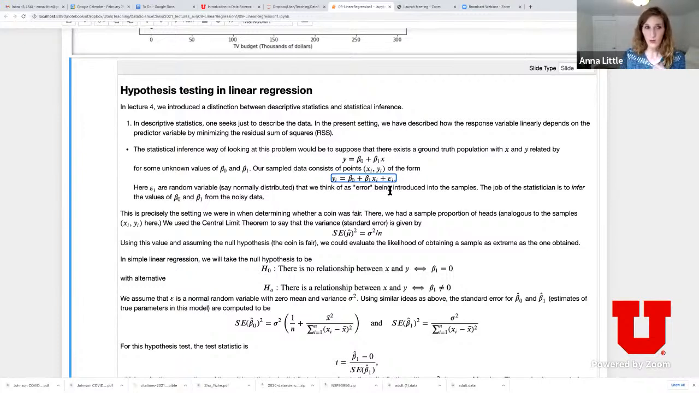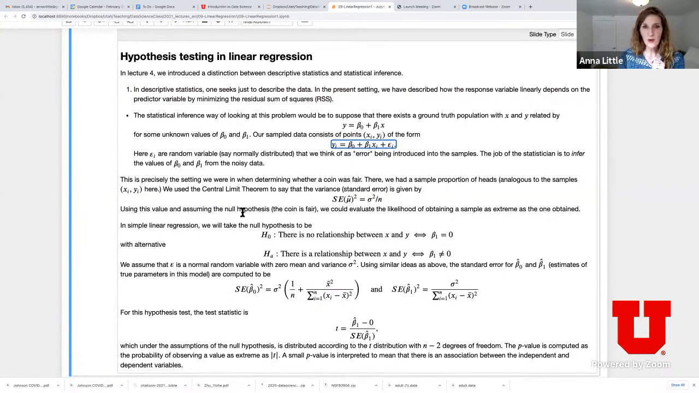Our data is corrupted by noise. We can think of these little epsilon i's as being random variables with a normal distribution, which we think of as the error of the observation. And we want to infer the true values of beta 0 and beta 1 in the population from this noisy data that we observe. This is kind of the classic linear regression model, where you model this as a line plus Gaussian noise.